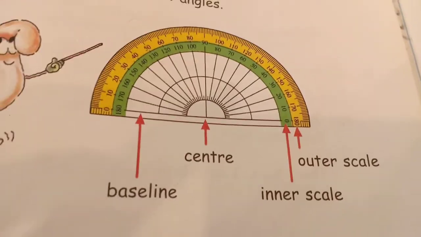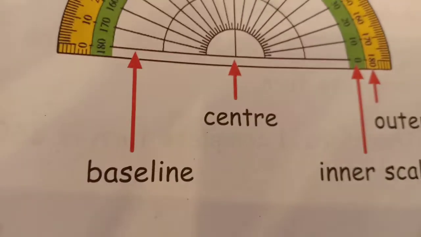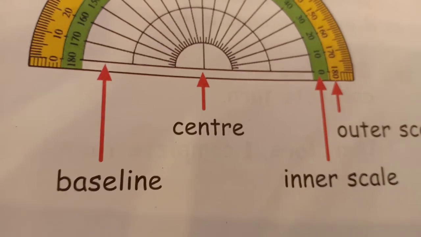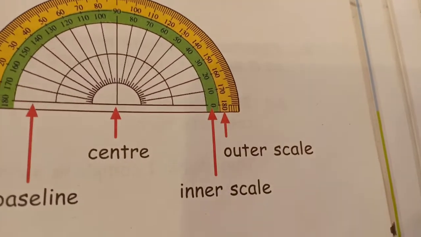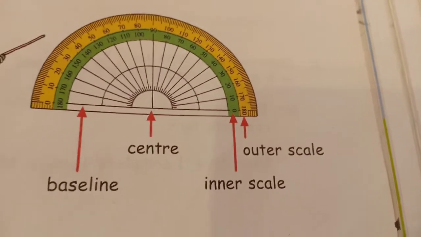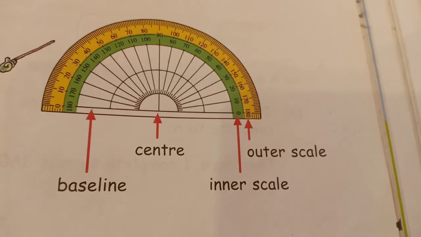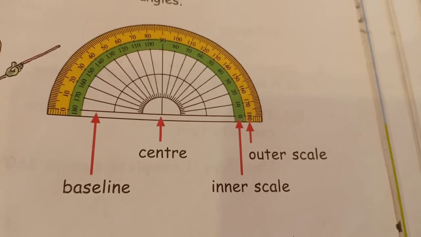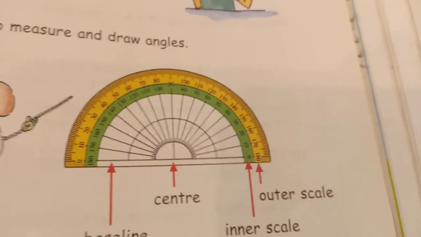The four important elements for protractor are center, you can see, baseline. The line at the bottom of the D is the baseline, and then there are two scales. You can see an inner scale and an outer scale. The scale which is at the inner side of the D or protractor is called inner scale, and the scale which is at the outer edge is known as outer scale.